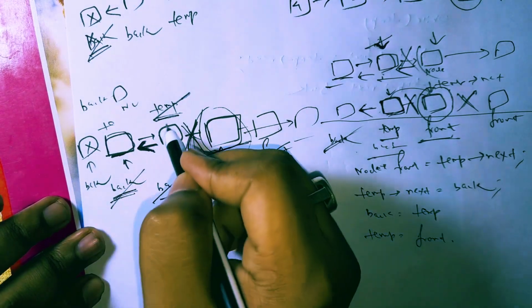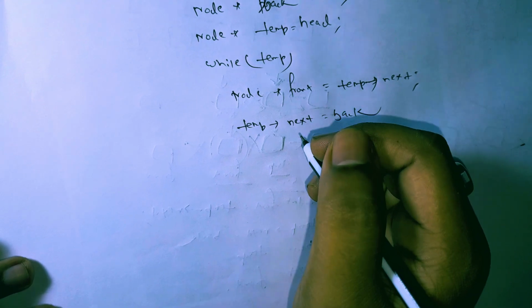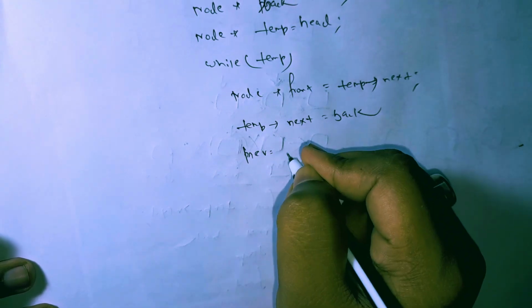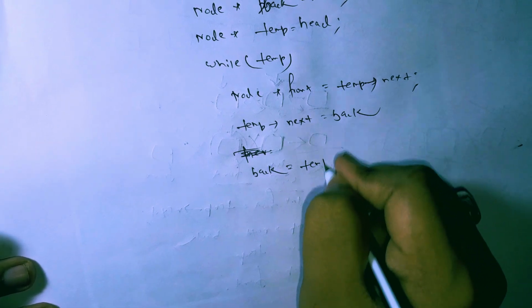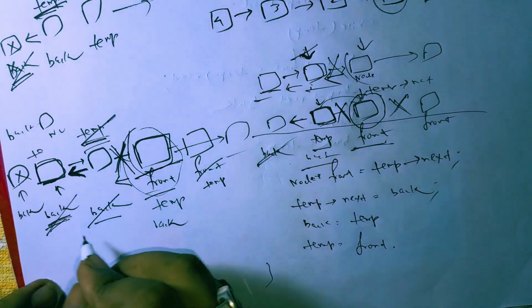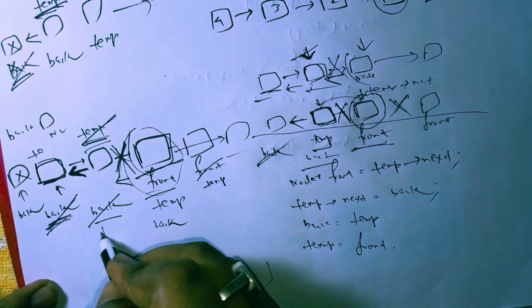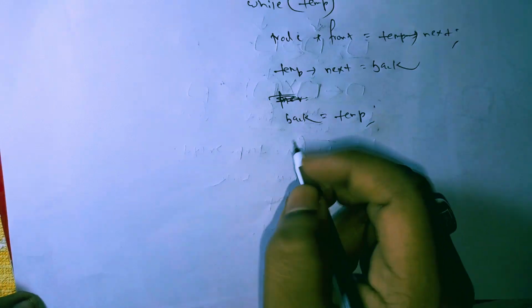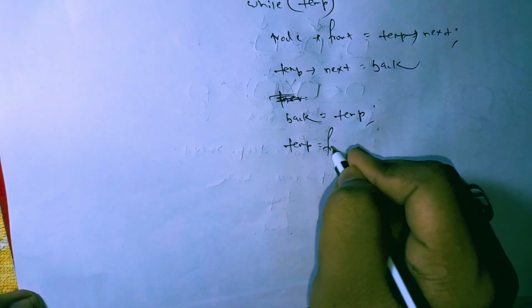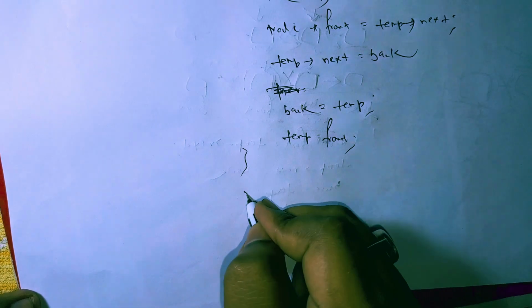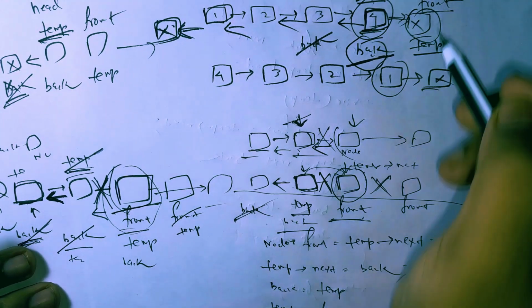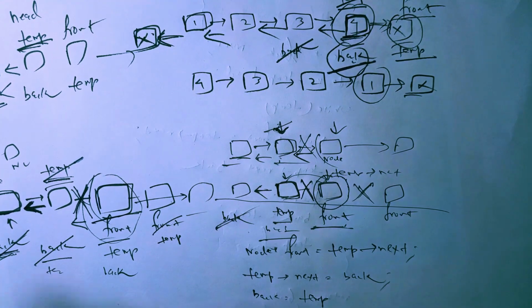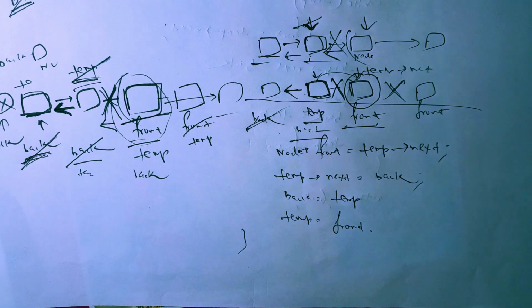I have already said, suppose temp is here, temp next will be your back. And now previous, sorry, I have already declared as back, will be your temp. After reversing, back will be your temp here, and now temp will be your front, and I will simply return the back. Why have I returned back? Because my back is giving the last element of the linked list.